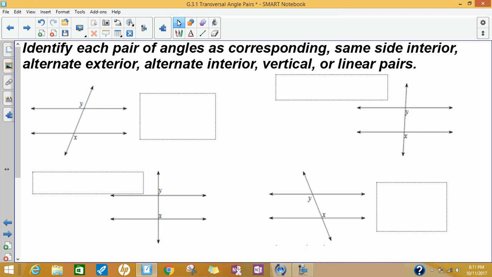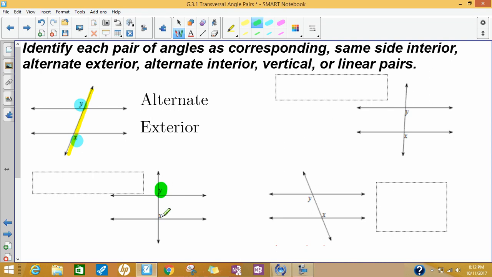So the thing we're worried about today is just identifying what kind of angle pair we have, and we'll get more into it in the next lesson, but right now we just want to be able to identify them. So if I look at angle Y and X, they're both exterior, they're both outside of the two lines being intersected by this transversal, and on opposite sides of the transversal, so that makes them alternate exterior angles.